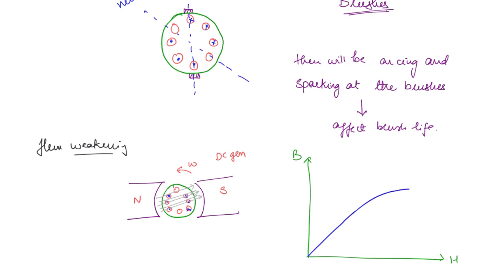Right? Now the operation, usually it will be at the knee point, right? And the knee point is where the core starts going into saturation. Okay, now when there is an increase of MMF in this region, this increase is not going to result in too much increase in the magnetic flux density, right? This is the increase.